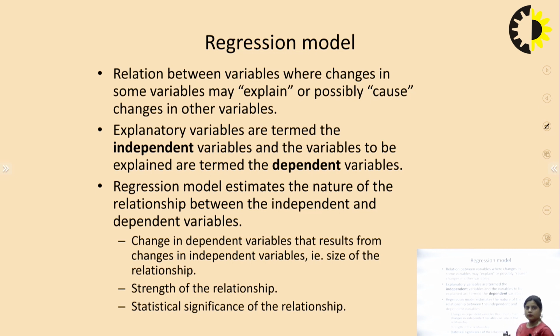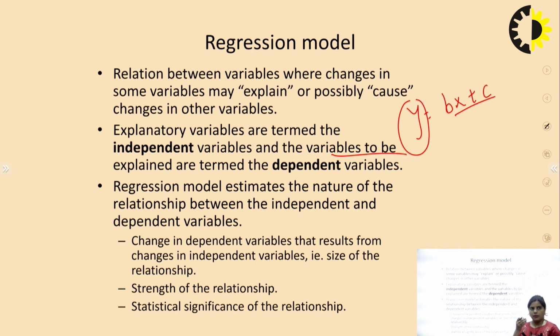So with the help of these models we can easily identify the changes or the possible causes of these changes which are occurring between the dependent and independent variables. Explanatory variables are termed as the independent variables, and the variables to be explained are known as dependent variables. Just like the equation y is equal to bx plus c. In this equation, the value of y is dependent upon the value of x. b and c are the constant values.